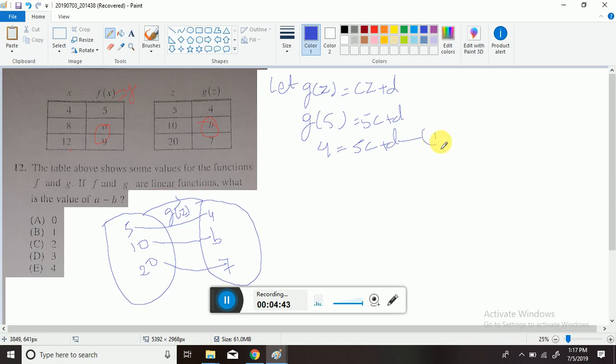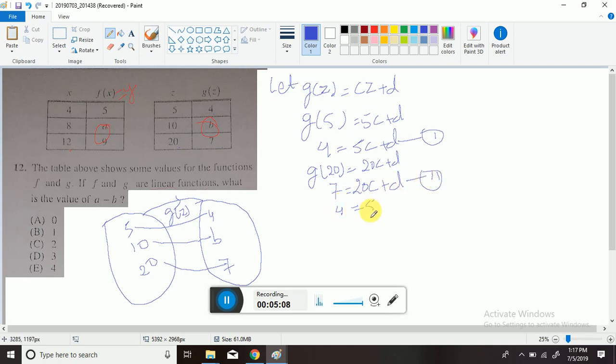This is equation 1. In the next information, 20 and 7, what happened? G20 equals 20c plus d. But the value of G20 is 7. So 7 equals 20c plus d. Again, let us solve equation 1 and 2, which means let us subtract equation 1.